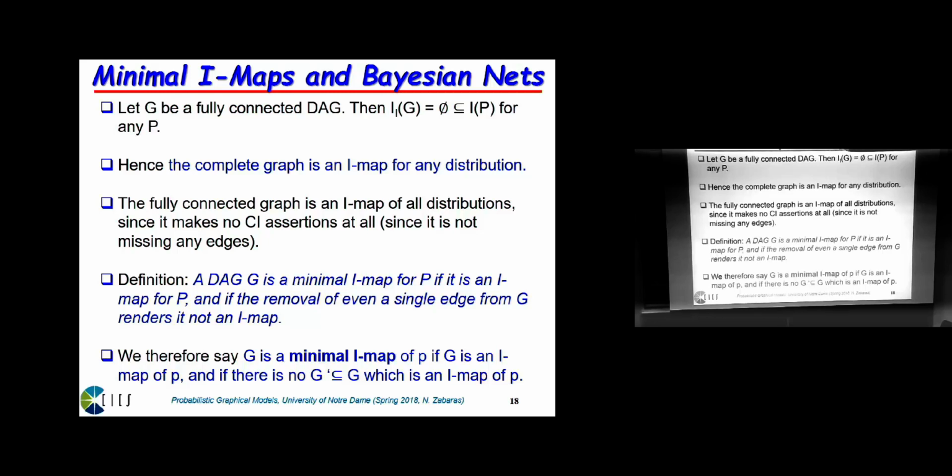Definition. Many definitions here. So we defined a graph being an I map for a distribution. Now we define a graph G to be a minimal I map when the removal of even a single edge from the graph renders it not an I map of the distribution. In other words, there is not a subset G prime of G such that G prime is an I map of P. So that we call a minimal I map.